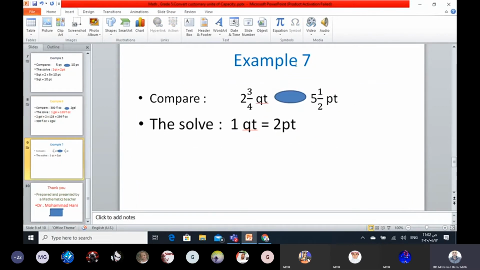Now we have this example. Compare. Here we have mixed numbers: 2 and 3 over 4 quarts and 5 and 1 over 2 pints. And the relationship between quart and pint is that each 1 quart equals 2 pints. Now I want all students to prepare your paper or notebook, solve this example, and tell me what the answer is: greater than, less than, or equal.